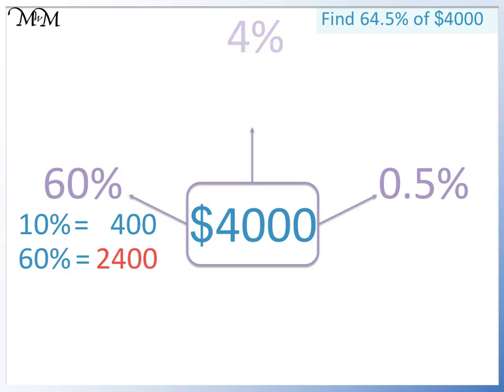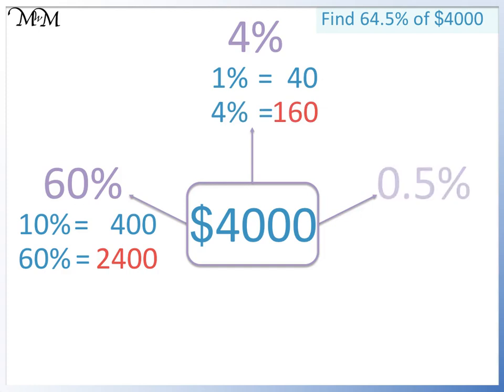Next, we'll look at 4%. 1% of 4,000 is 40. So 4% must be 160. Finally, we'll look at 0.5%. We know that 1% of 4,000 is 40. So 0.5% must be half of that. Half of 40 is 20.